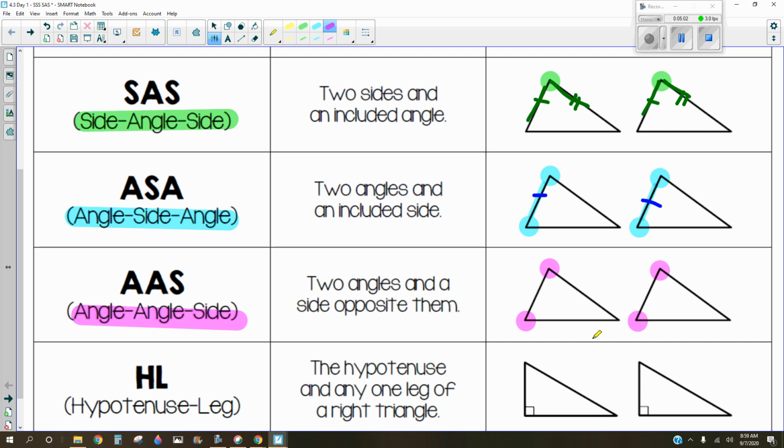There's my angle, angle. Now, the side cannot be between them. Okay? Otherwise, they would have put the word side between the angles. They did not. They put the side away from the angles. So I need to pick one side that is away from the angles. Okay? So this would be angle, angle. Notice the side's not between them, the side is away.